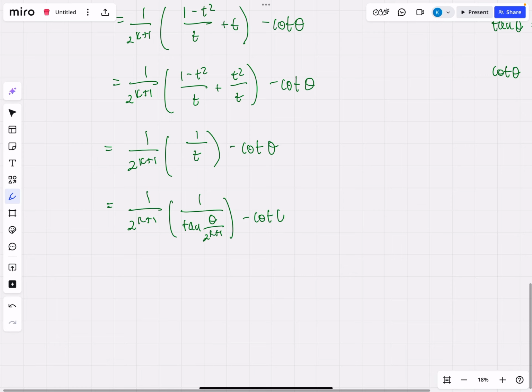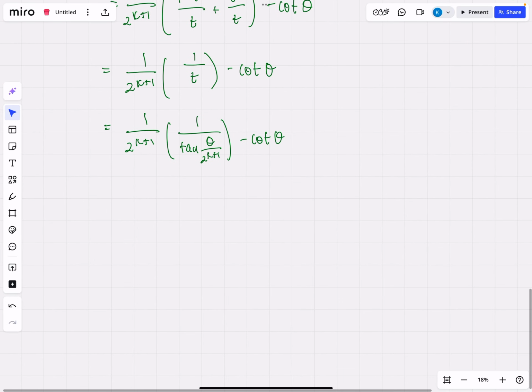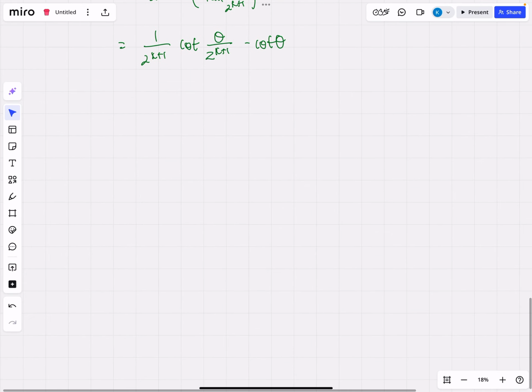Cot theta, remember that t equals tan theta over 2 to the k plus 1. So this becomes 1 over 2 to the k plus 1 cot theta over 2 to the k plus 1 minus cot theta. Lovely. So we finish off with our conclusion. We've shown that the left-hand side equals the right-hand side. We've proven that it's true for n equals k plus 1.